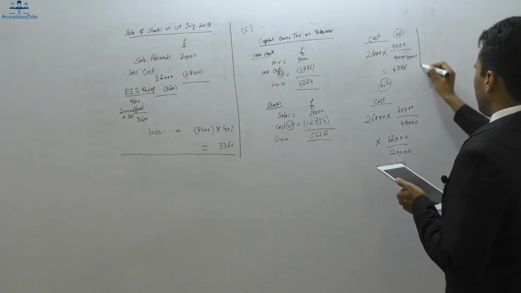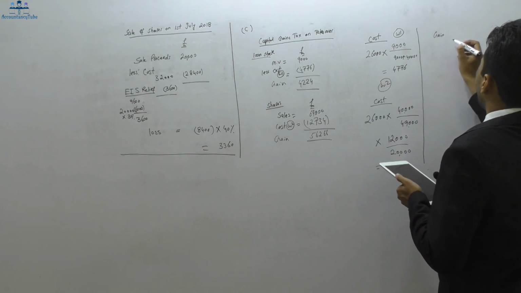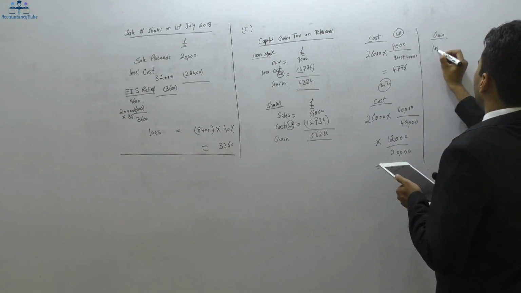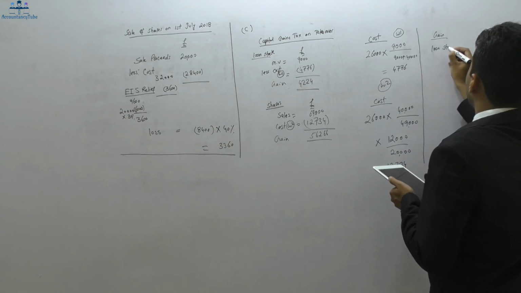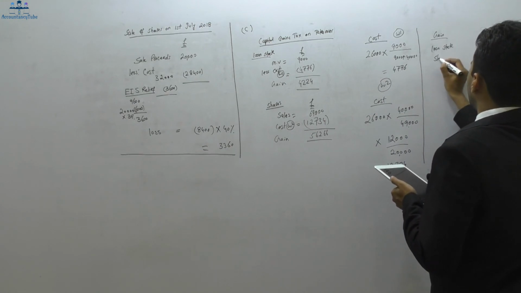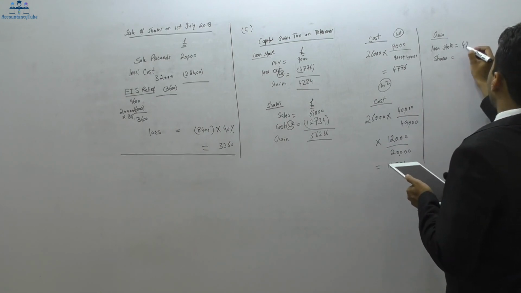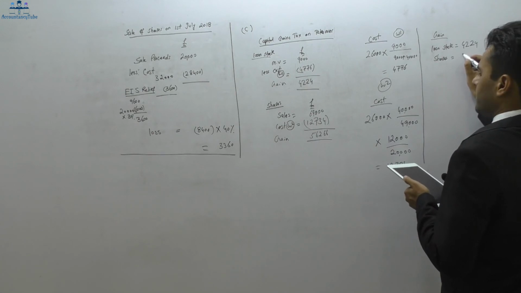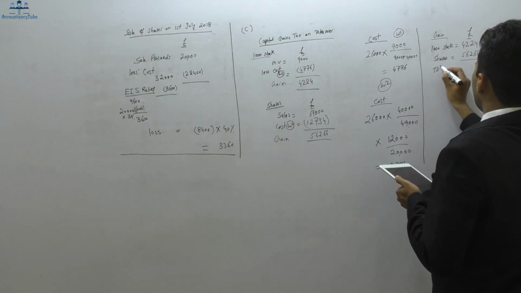So what we will have to do is we will take gain, and then for loan stock, just give me 1 second. So that is for loan stock, and that is for shares. For loan stock is 4,224, and gain for shares is 56,266. That is the total amount of gain, total gain.